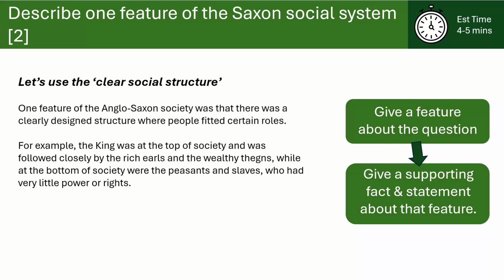I said one feature of Anglo-Saxon society was there was a clearly designed structure where people fitted into certain roles. For example, the king was at the very top of society and was followed closely by the rich earls and the wealthy thanes, while at the bottom of society were the peasants and slaves who had very little power or rights. There we are. That's it. I've given a feature, I've said that there's a structure, and then I've just given some supporting evidence and given some examples of how that structure looked. And that's our 2 marks.